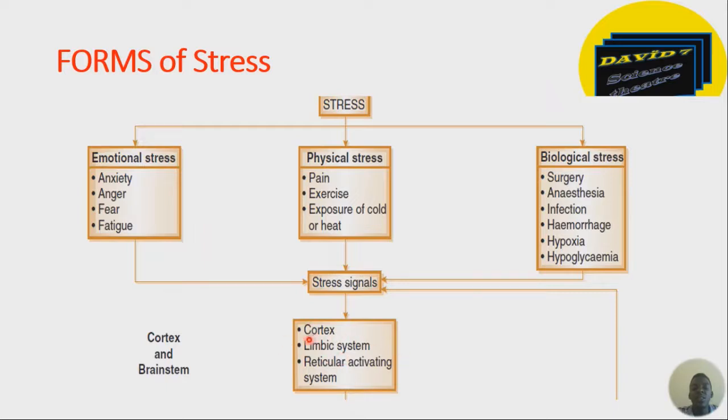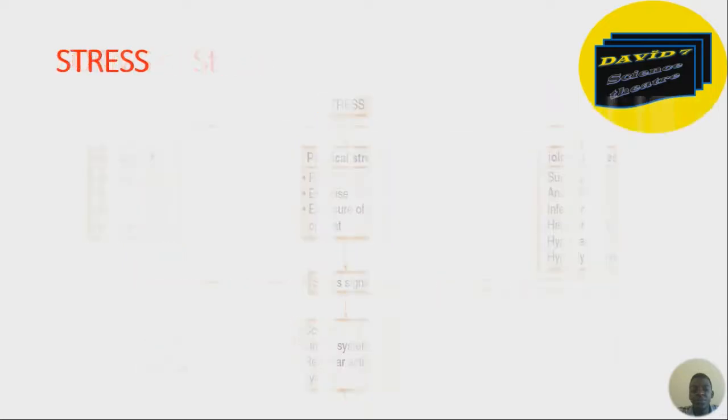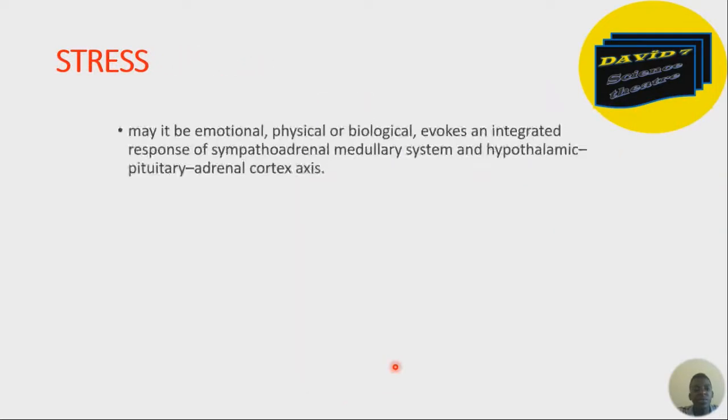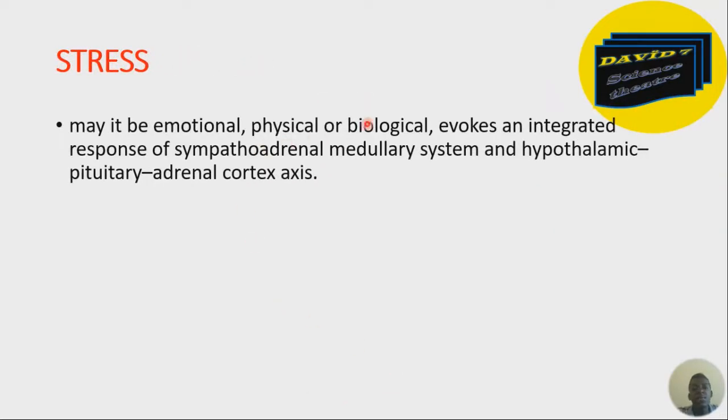So the cortex is also involved in receiving those signals. So is the reticular activating system of the reticular formation. We saw last time it sends collateral signals, the pain fibers, the stress signals. Okay. Stress can be emotional, biological, physical.